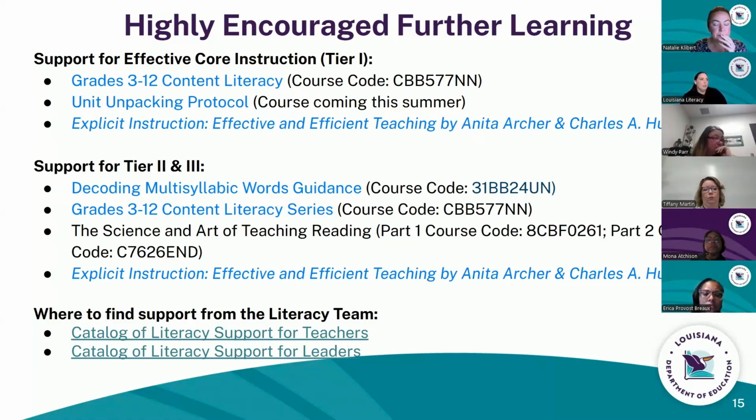I also want to bring your attention to these 2 links for the catalog of literacy support for teachers and then the one for leaders. That is our big menu of all of the different supports that the literacy team specifically has available to both teachers and leaders. It's divided up by grade band, and the teacher one also indicates anything that is highly encouraged for new teachers especially to look at. So just take a moment to look there. All of these for tier 1 and 2, except for this book, are also on those 2 documents. So you can access those all in one place right there.